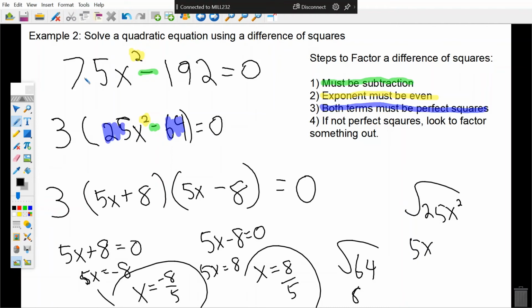So just while you're writing it down, I'll just talk through the steps once more. You make sure it has to be subtraction. The exponent has to be even. Both terms must be perfect squares. If they're not perfect squares, perhaps something can be factored out, which will then make them perfect squares. And the square root of the first one goes as the first term in the binomials. Square root of the second term is the second term in the binomials. One's plus and one's minus. Okay? One more question.